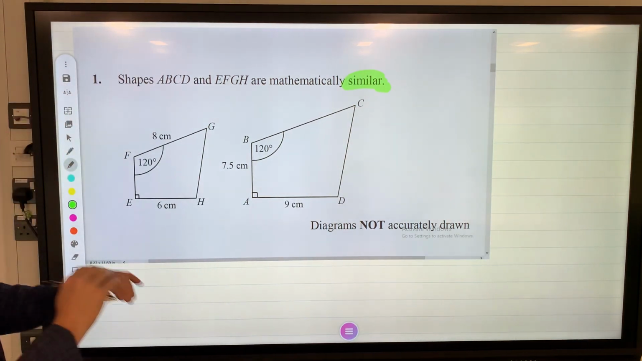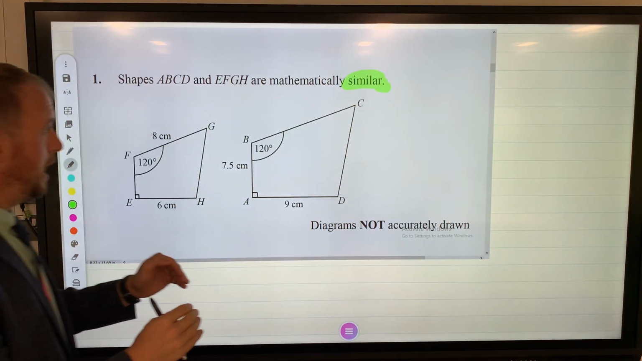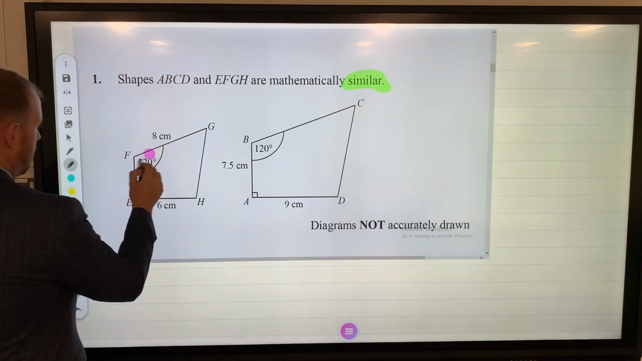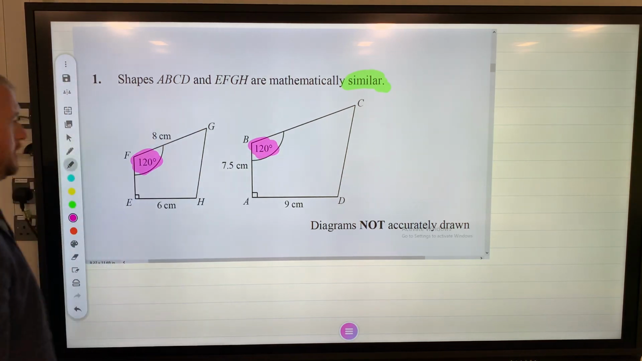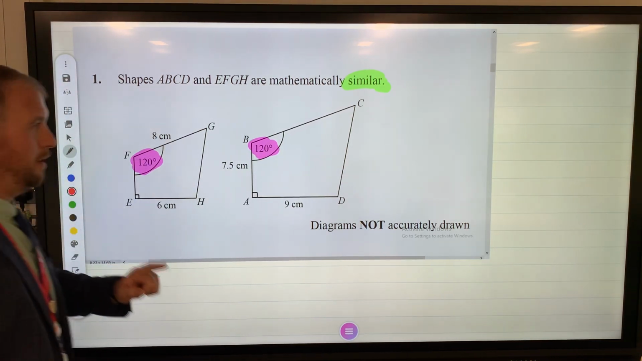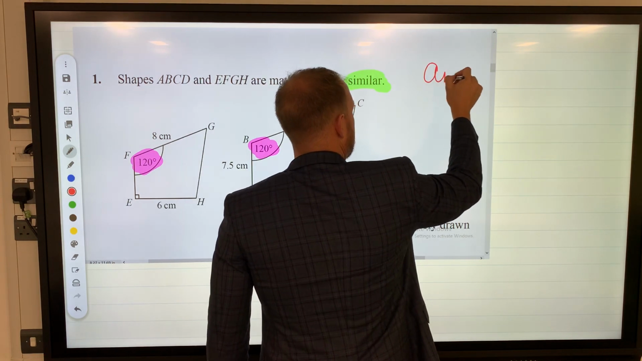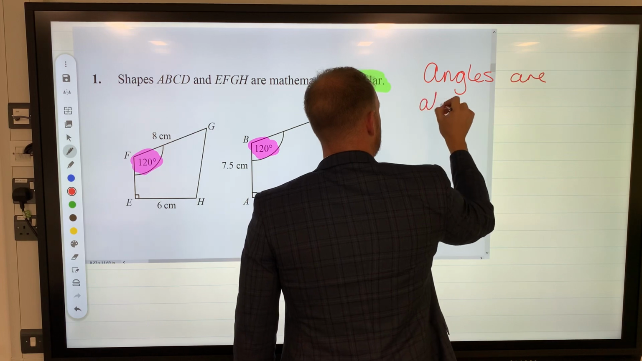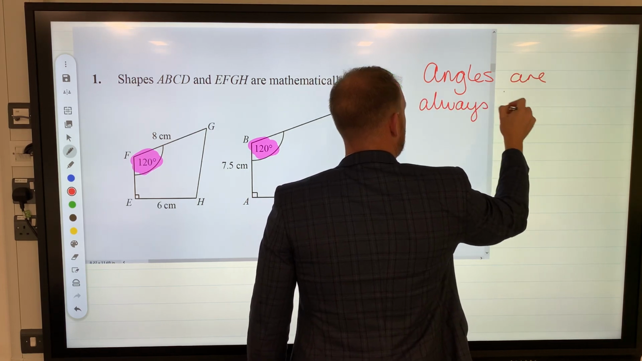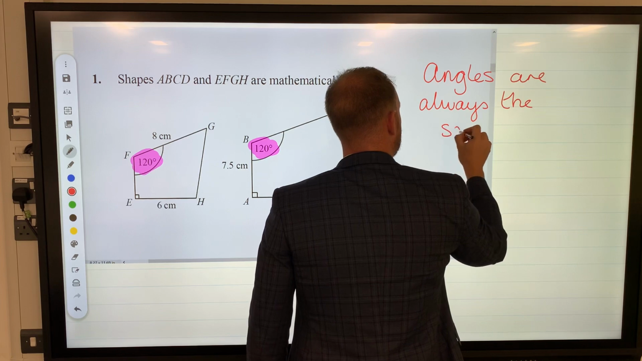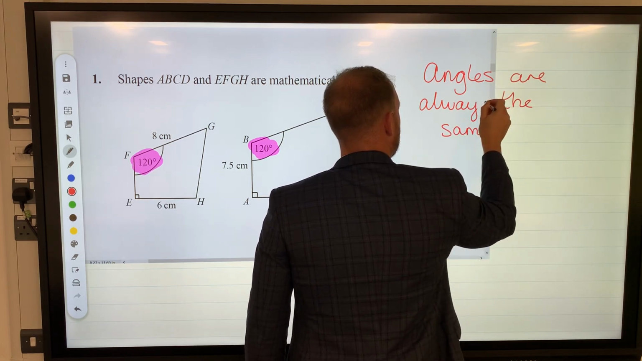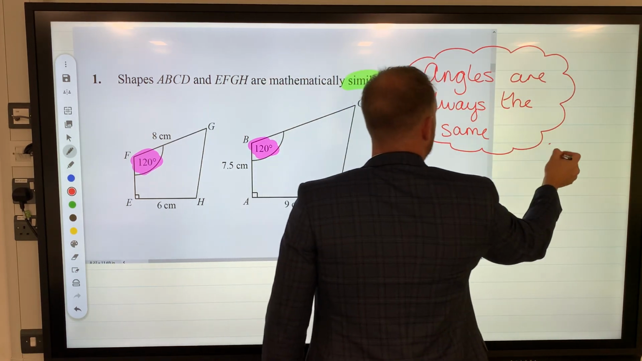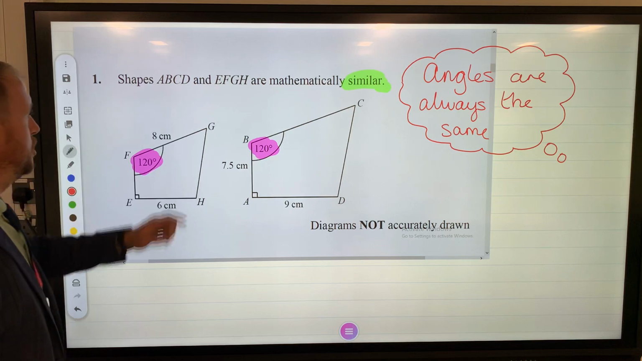Not identical, not congruent, which is what identical means, but similar. So they are very similar to each other. You will notice that the angles are the same, and that's the first note I'm going to put over here. Angles are always the same. Always the same when shapes are similar.